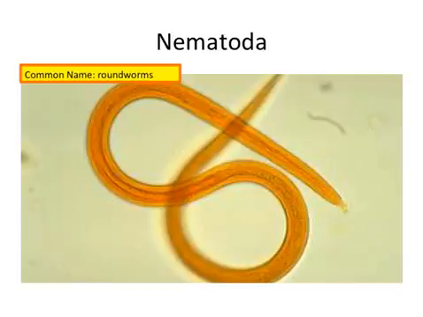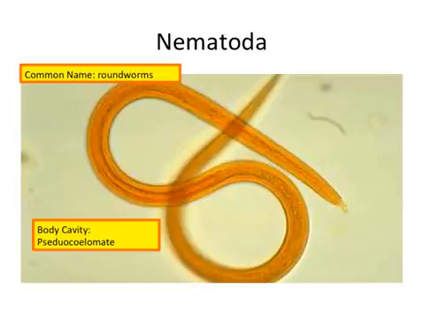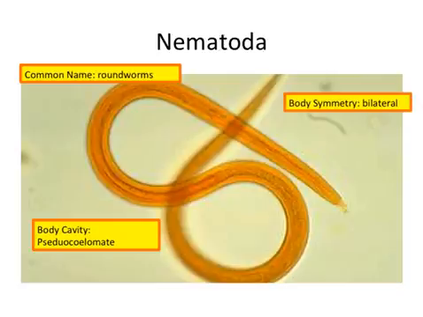The next phylum is phylum Nematoda. The common name is roundworms. Their body cavity is pseudocoelomate, meaning they do have a cavity inside of their body where the organs do reside. But those organs are not lined with mesoderm, and that's a big difference between having a false coelom, like nematodes, and a true coelom, like the other animals we'll discuss. Their body symmetry is bilateral.